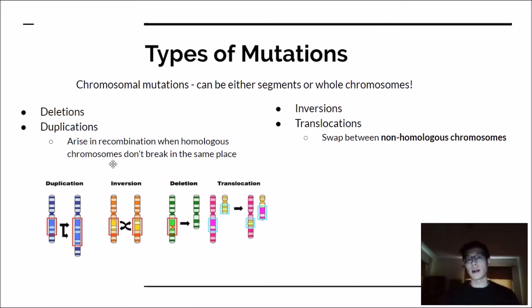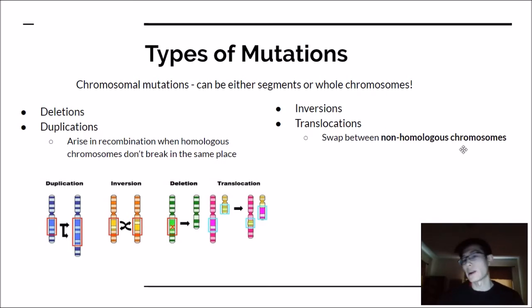Duplications can also arise in chromosomal mutations. A duplication is where you have a section of the chromosome that's going to be duplicated and put back. So we have a section of chromosome here. You duplicate this section and then put it into that same chromosome, which lengthens the chromosome and adds in the same sequence. It arises potentially in recombination events where chromosomes don't necessarily break in the same place.